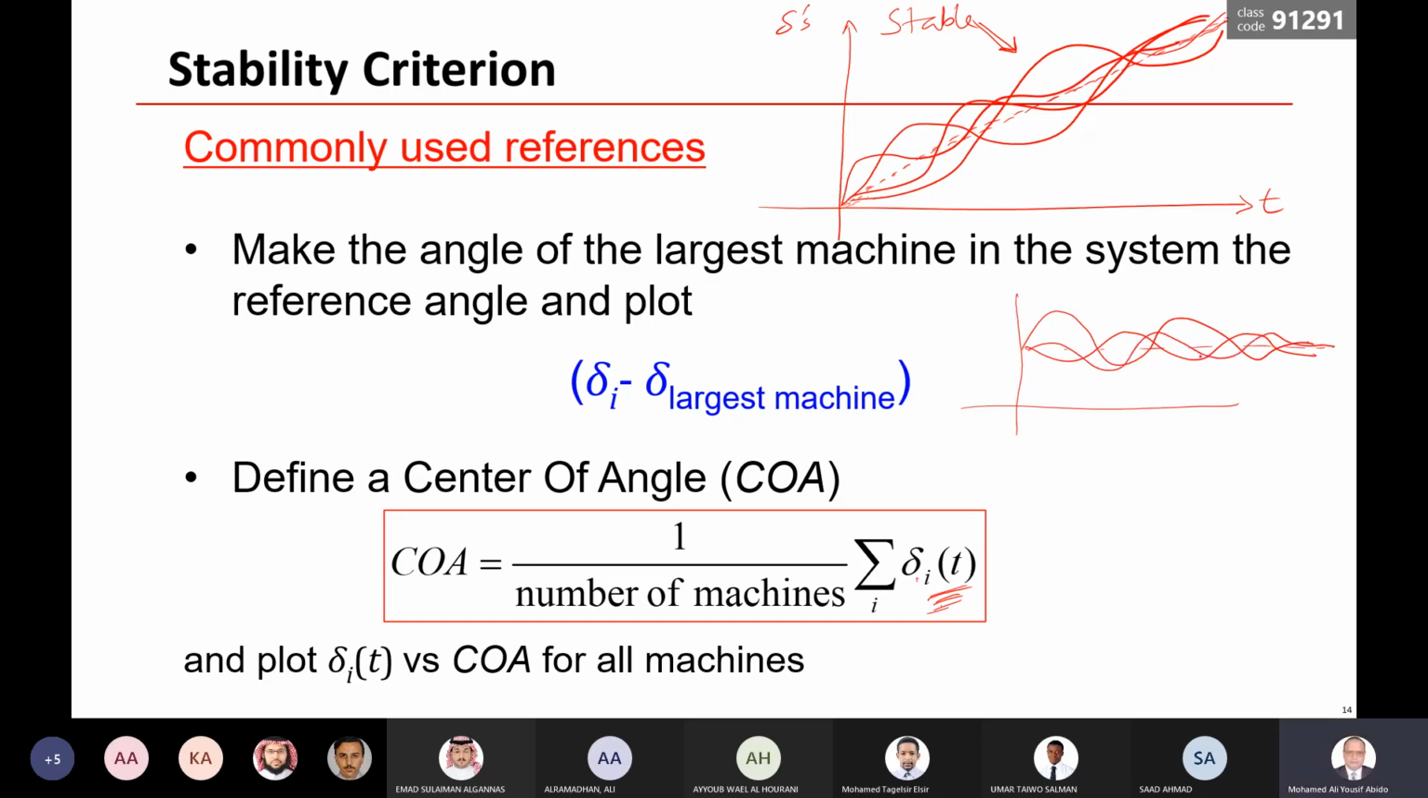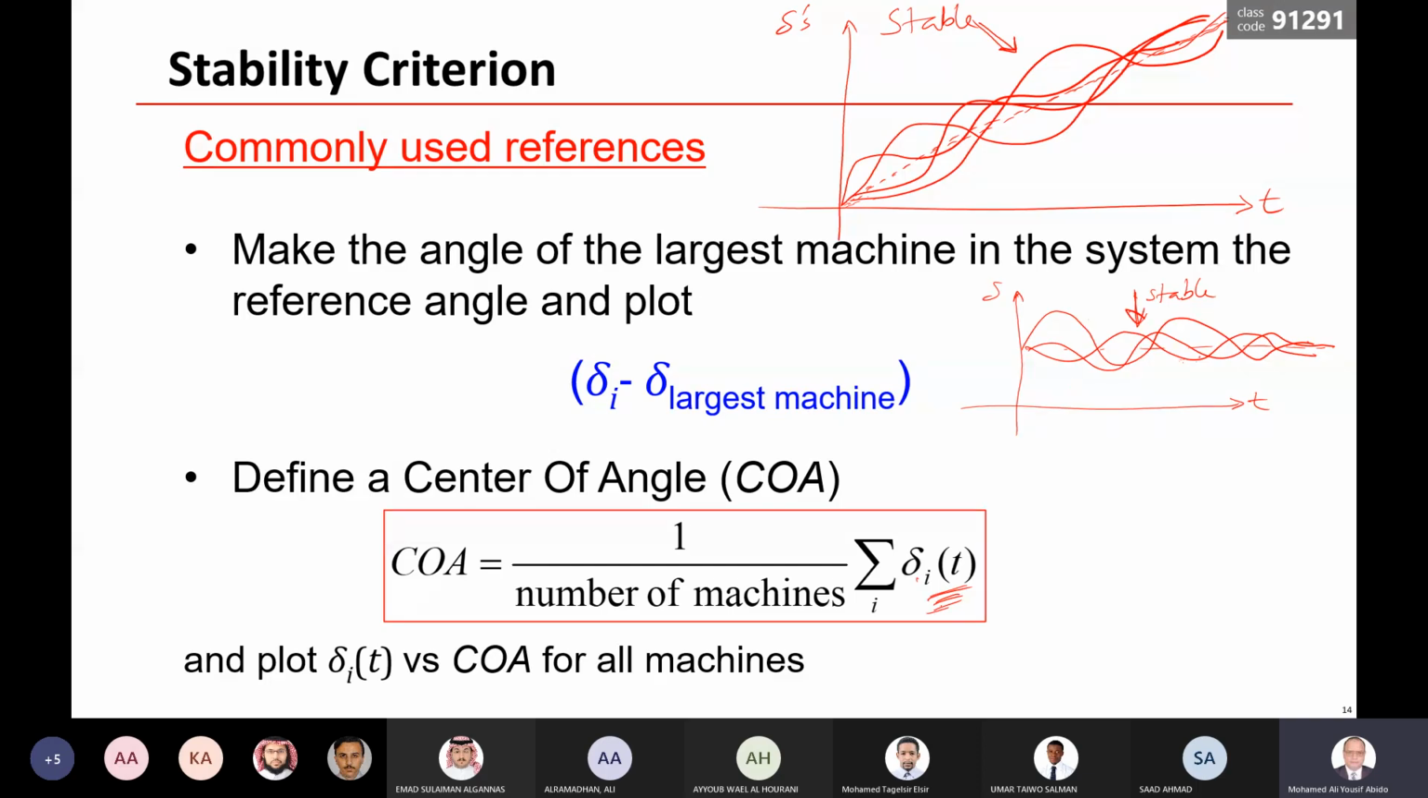When you see these curves, is the system stable or unstable? This one: stable. The system is stable, of course. And from this swing curve, delta versus t, we can say the system is stable. The angles are decreasing. We have damping with time.